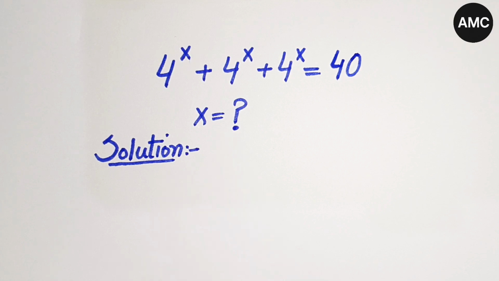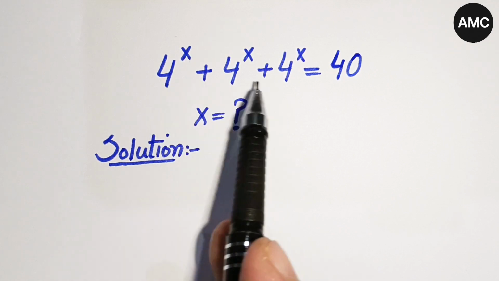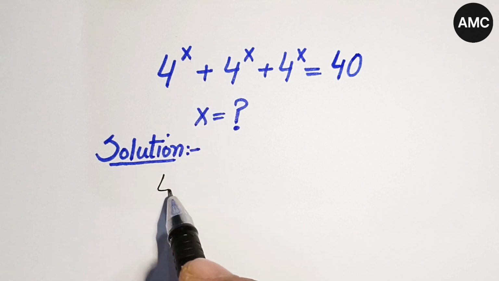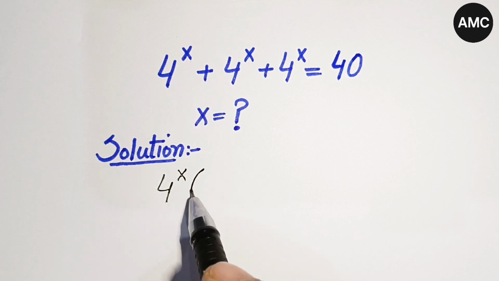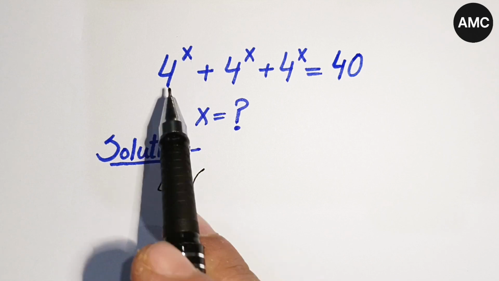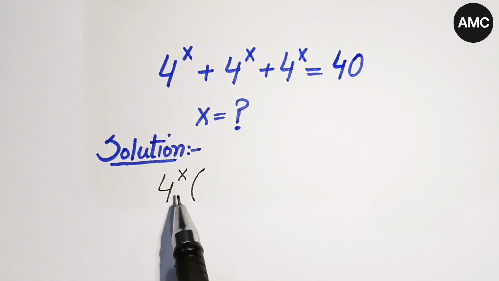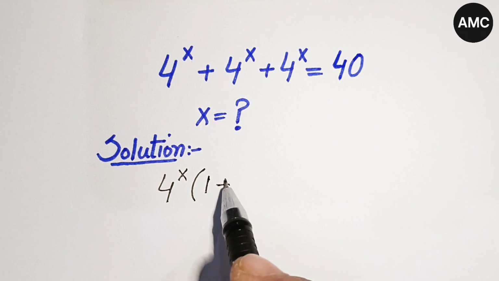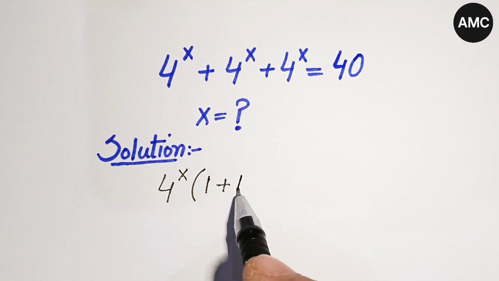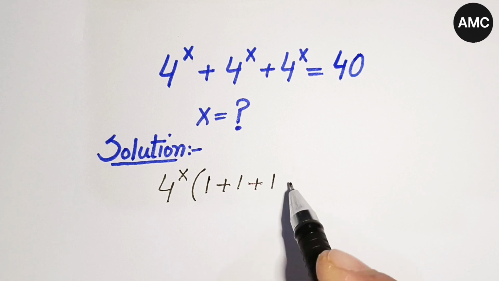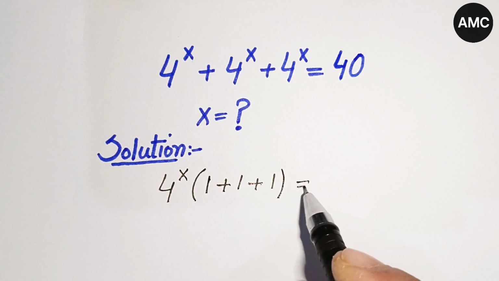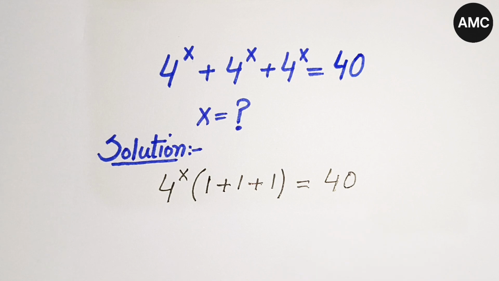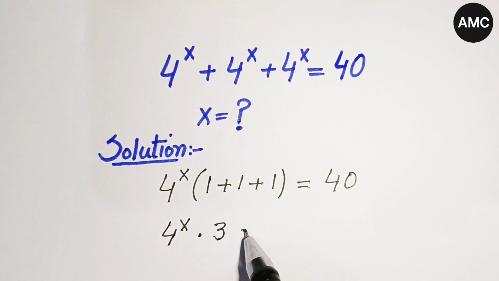Starting our solution, first of all, if we take 4 to the power x common, we get 4 to the power x outside the bracket, and then 4 to the power x divided by 4 to the power x we get 1, plus similarly here we get the same result, which is 1, and again 1, is equal to 40. Now 4 to the power x times (1 plus 1 plus 1), we get 3, so 4 to the power x times 3 is equal to 40.